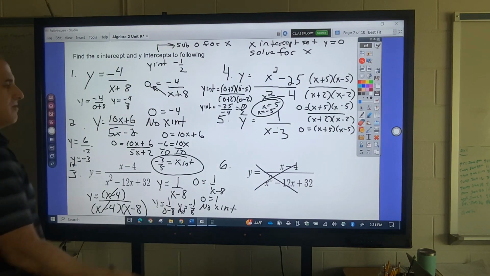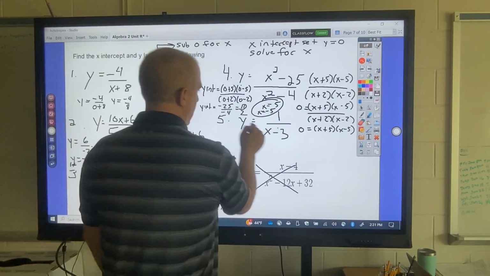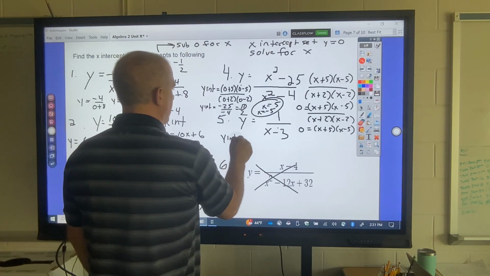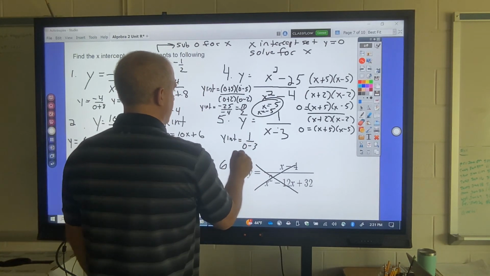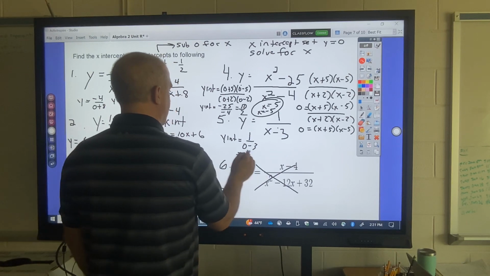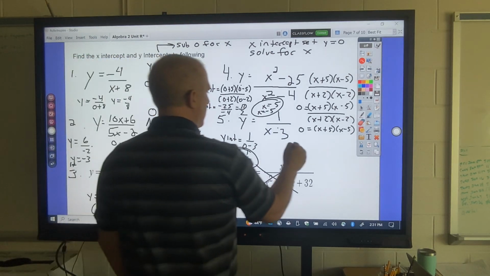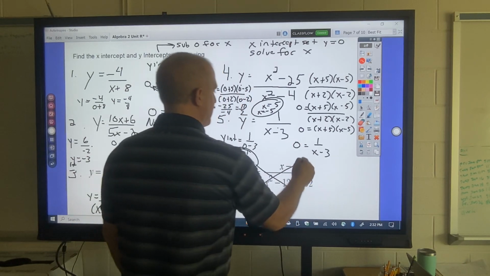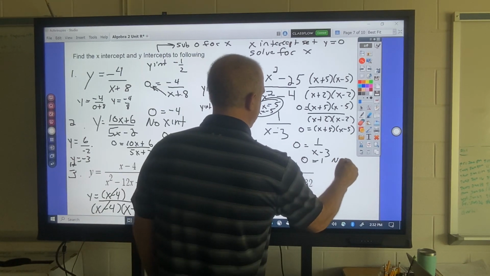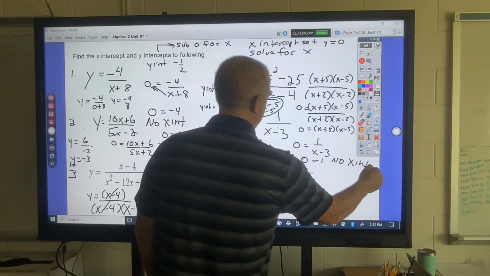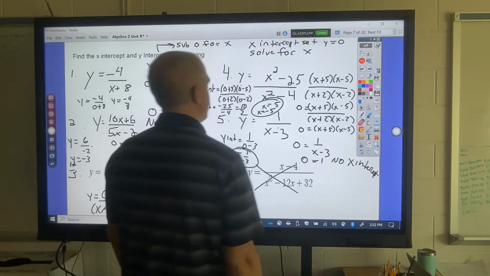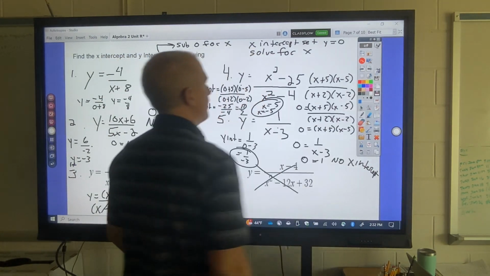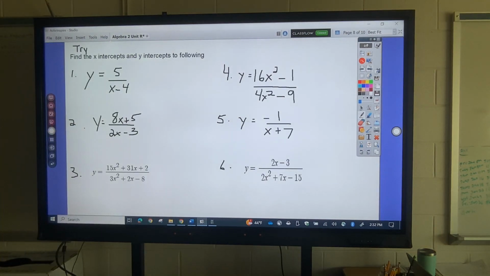For this one, for the y-intercept, I would put in 0 for x. So that's 1 over negative 3. That's going to be the y-intercept. Put that equal to 0. Cross multiply that, that's 0 equals 1, which means I have no x-intercept. So you guys can go ahead and try those on your own.